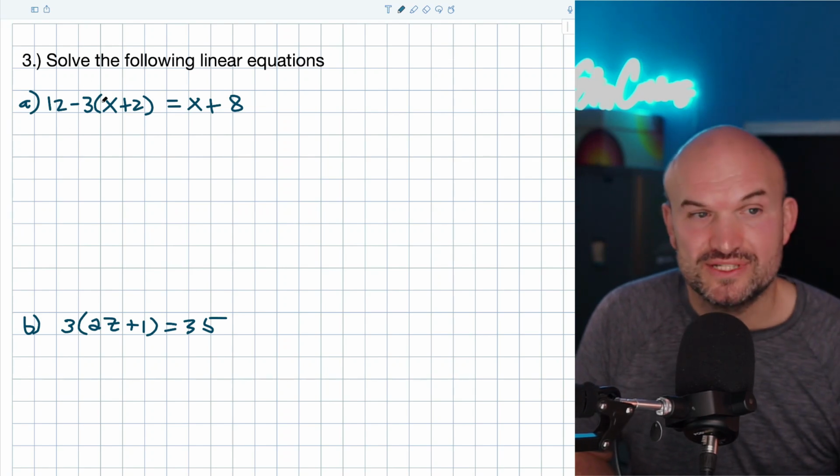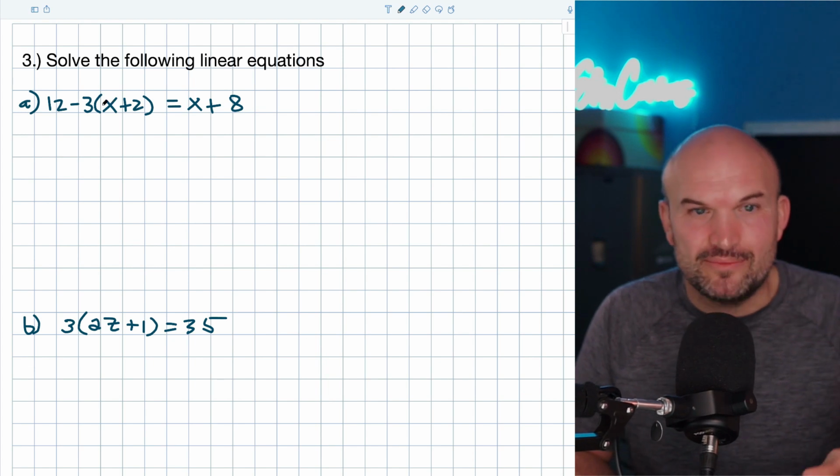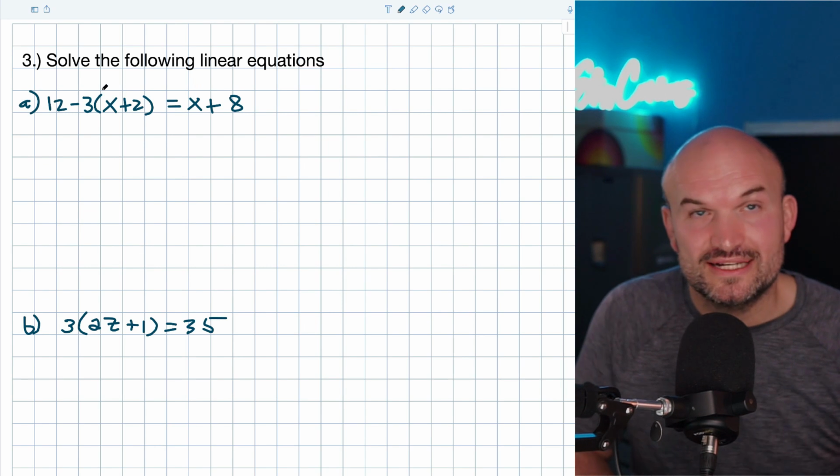So in this example, we have an x on both sides. See, we have a little bit of work here on this left-hand side. So what I want to do is clean this up, right? I want to get rid of these parentheses and eventually get all the x's on the same side.